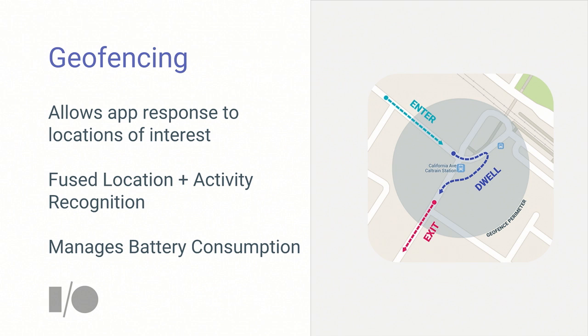Now that we've seen the latest features of the Fused location provider, I want to briefly overview another set of location APIs, geofencing. The geofencing APIs notify your app when the user enters or exits predefined areas of interest, such as their work or home. It's built on top of the FLP, so it inherits all the new features we just talked about that improve accuracy and conserve power. In addition, geofencing uses activity recognition to dynamically manage power based on the user's speed and proximity to the geofences of interest.